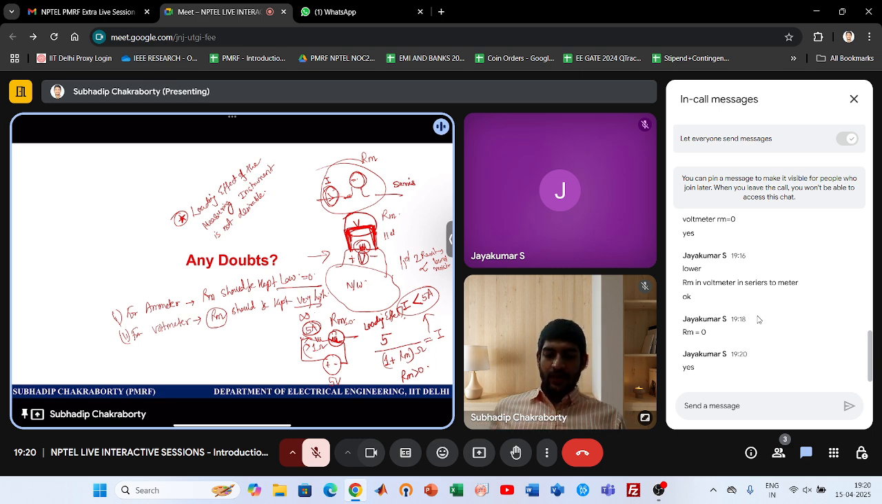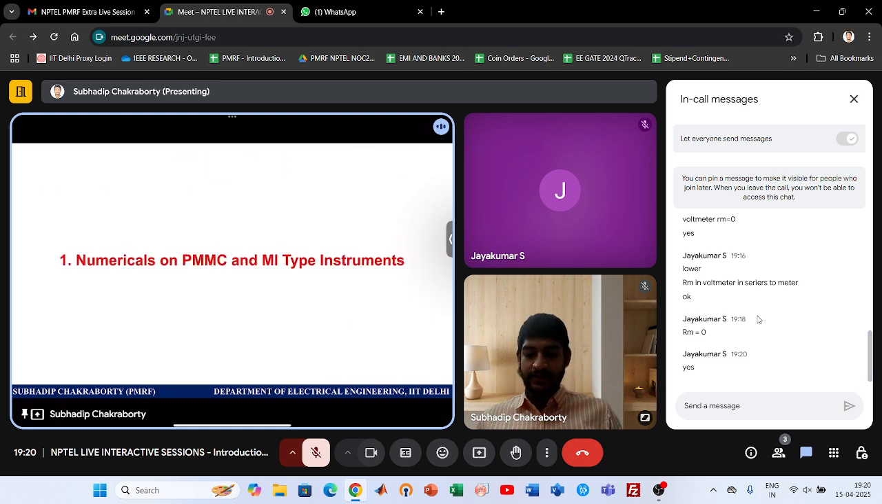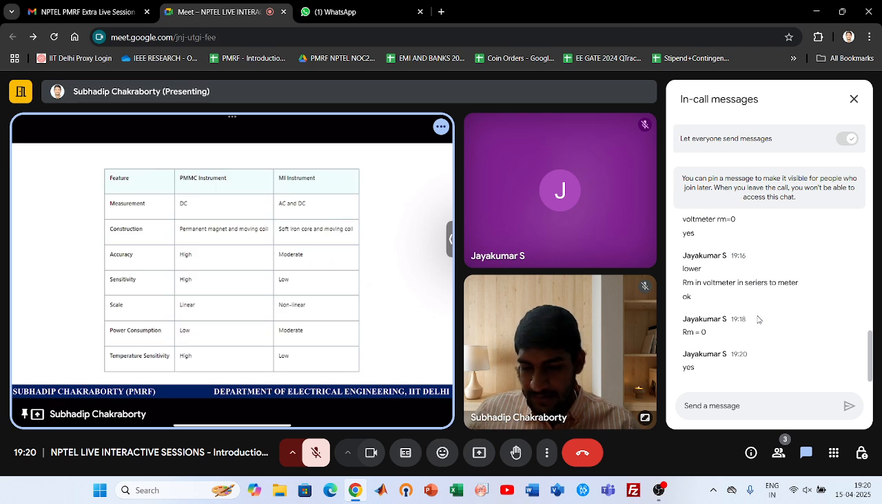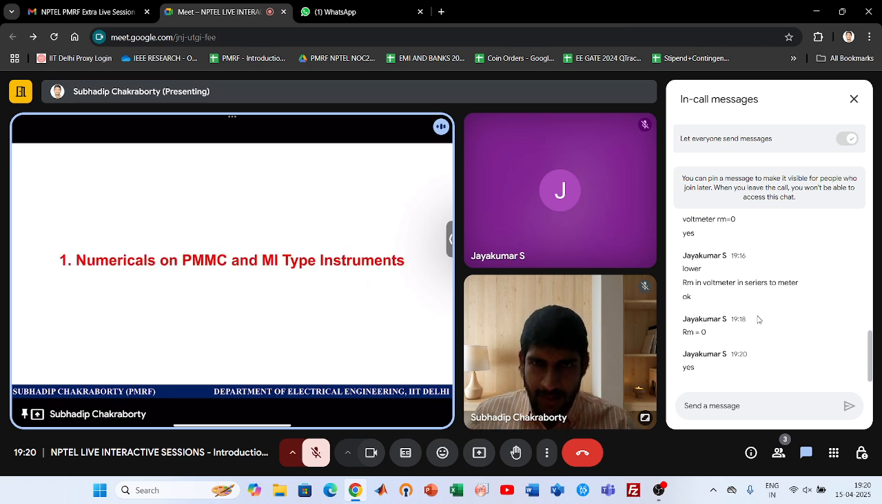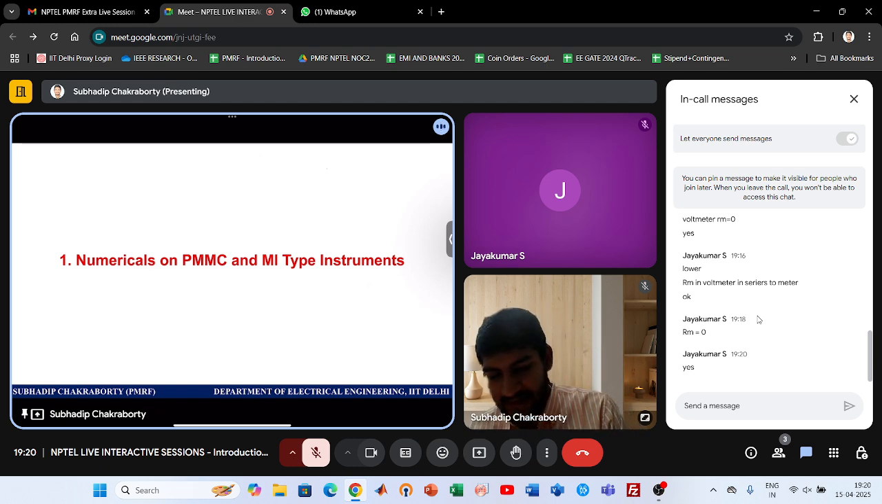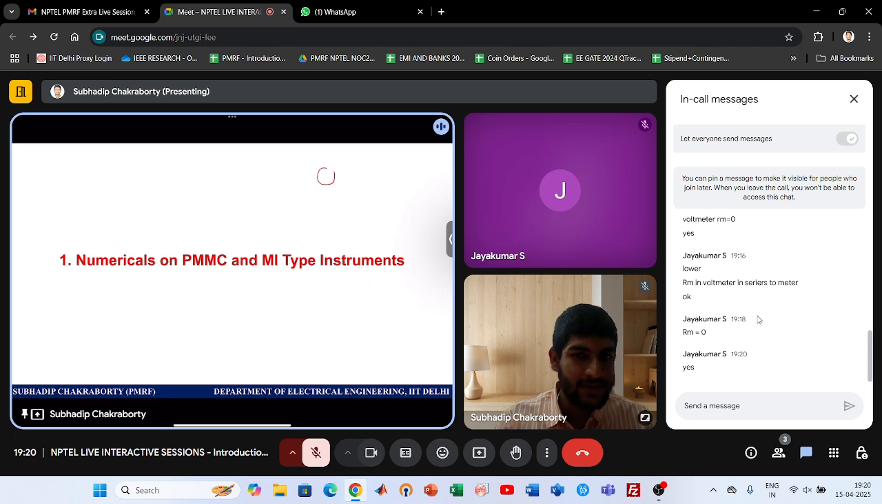Okay. So what we are covering now is going into the instruments, basically the numericals, and through the numericals we'll learn how to do that. Before going to the numericals, you must have learned about PMMC and MI type instruments, right? You should have some idea regarding permanent magnet moving coil and moving iron type instruments.